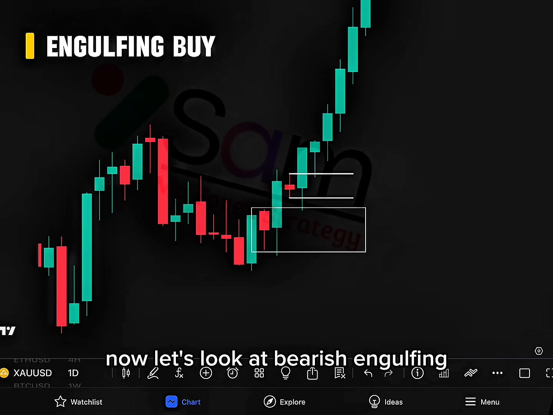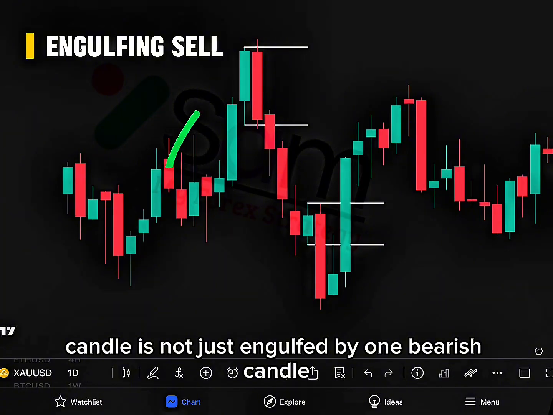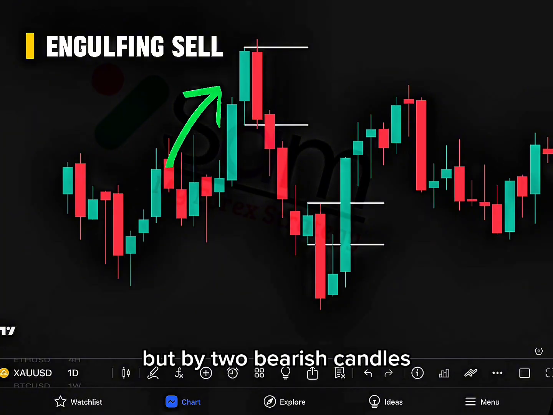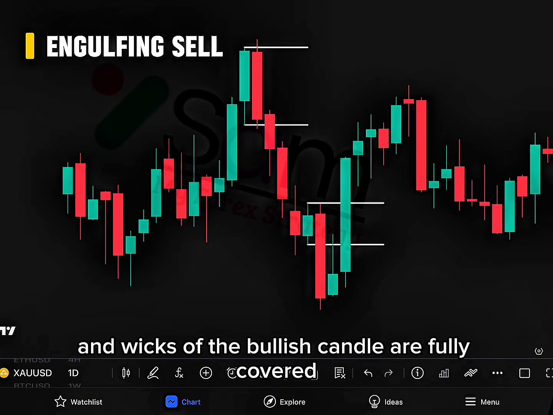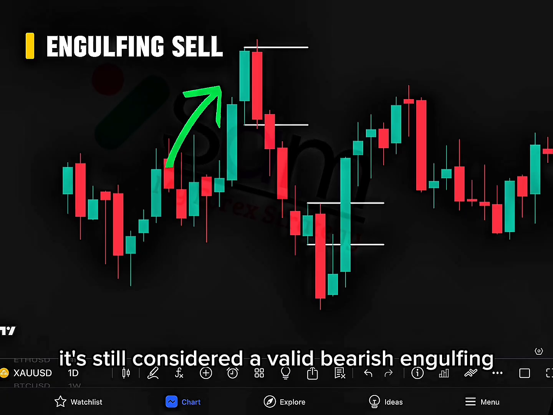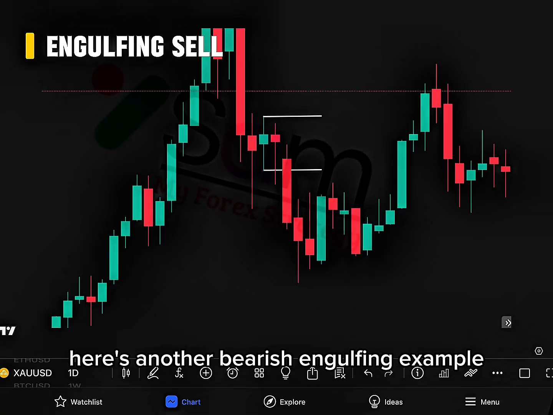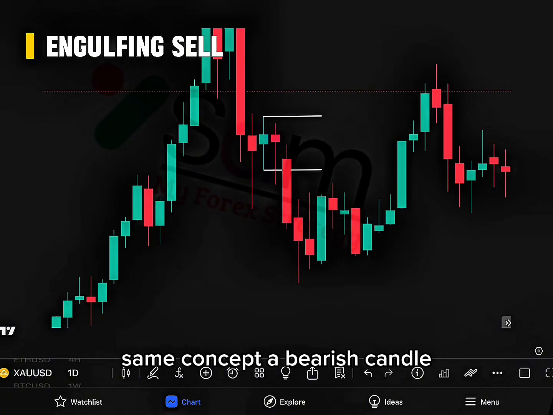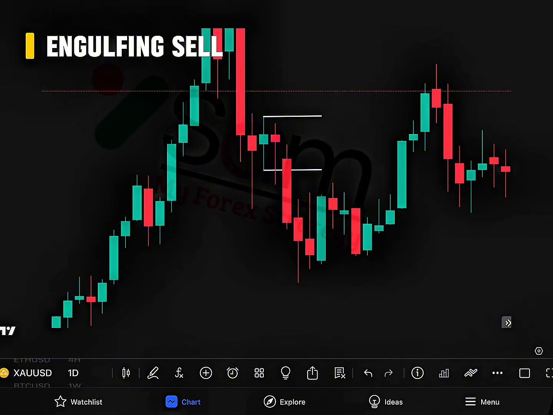Now let's look at bearish engulfing. In this example, the bullish candle is not just engulfed by one bearish candle, but by two bearish candles. As long as the body and wicks of the bullish candle are fully covered, it's still considered a valid bearish engulfing. Simple and easy to spot. Here's another bearish engulfing example. Same concept. A bearish candle fully consumes the previous bullish candle. Clear and easy to identify.